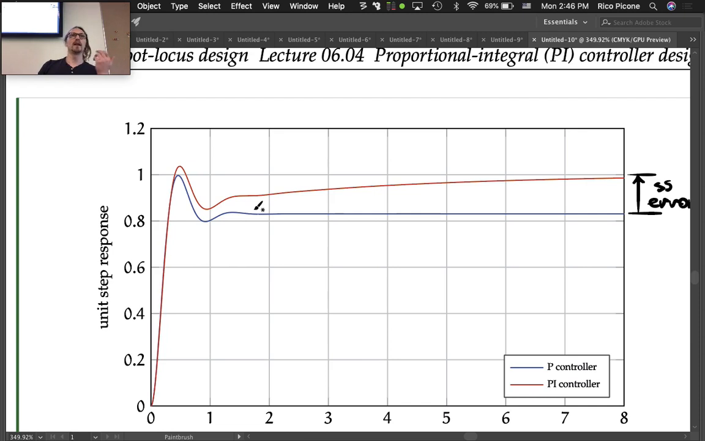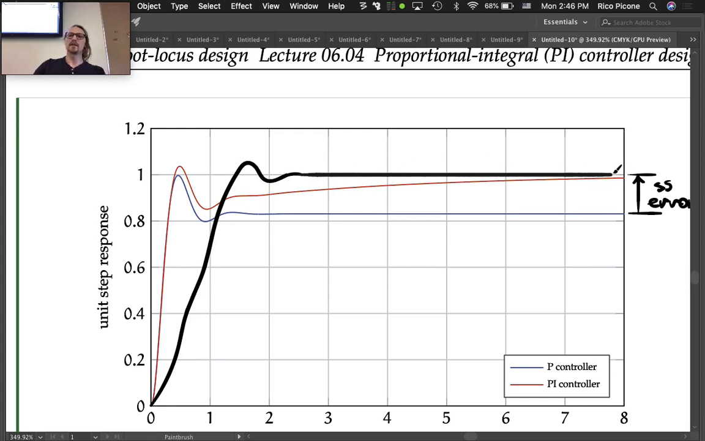Oftentimes what you're going to want is to get to that steady state error being small quicker. So if you move that 0 leftward, usually that's going to happen, okay? Move that 0 leftward, and what you're going to see is that you're going to pay a price. And I'll try to exaggerate it a little bit. You're going to pay a price in the rise, but you'll probably get to your steady state value faster.